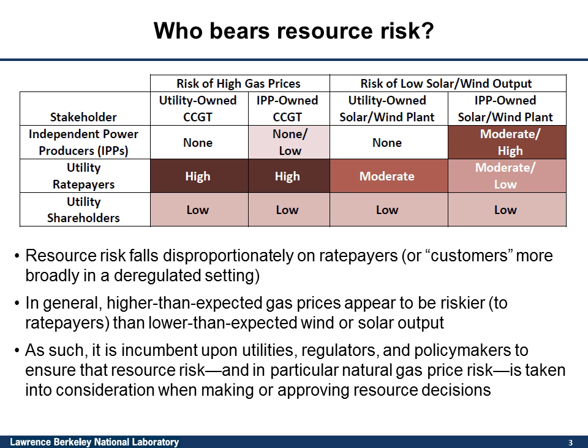Instead, suffice it to say that resource risk falls disproportionately on ratepayers or retail electricity customers more broadly, and that in general, higher than expected gas prices appear to be riskier to ratepayers than lower than expected wind and solar output. And all of this simply means that it is incumbent upon utilities, regulators, and policymakers to make sure that resource risk, and in particular natural gas price risk, is factored into the decision-making process whenever new generation resources are being contemplated.